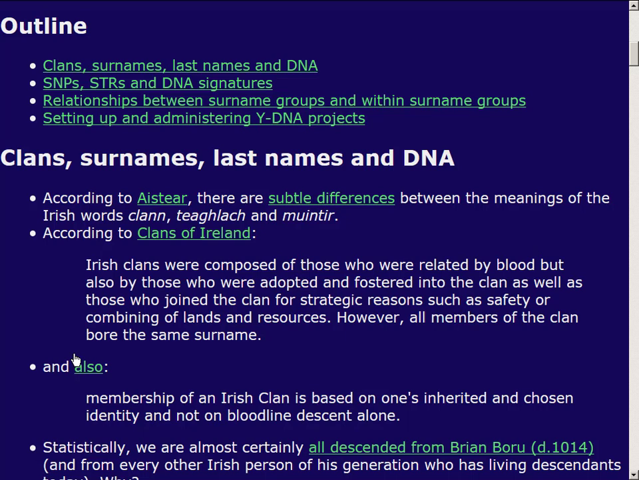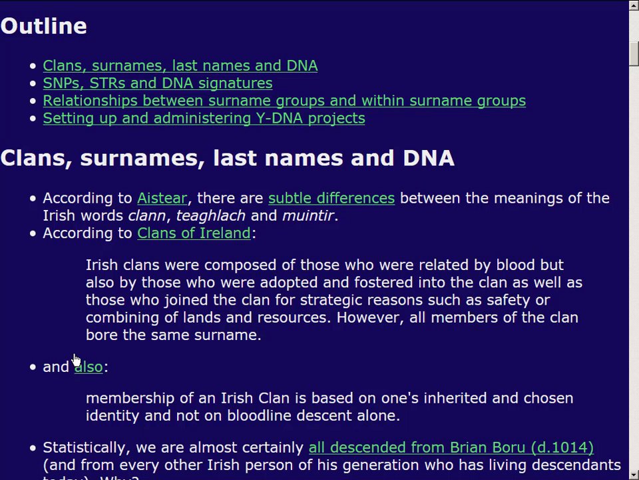I'm always a little perturbed by the word clan, because it reminds me of the Irish word clann, meaning a family. And when I checked Ashter, one of the Irish language websites, I discovered that we have, as I knew, these three words in Irish, the clann, the tyloch, and the muincher, which all mean slightly different things, but in English we might translate them all as family.